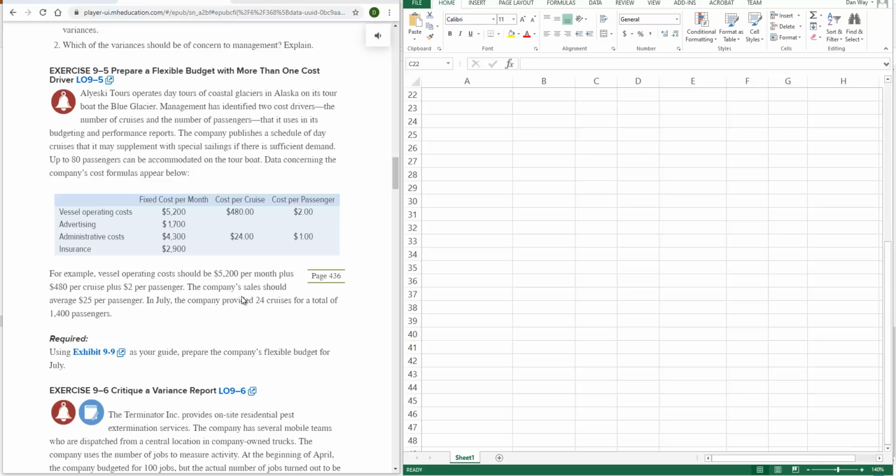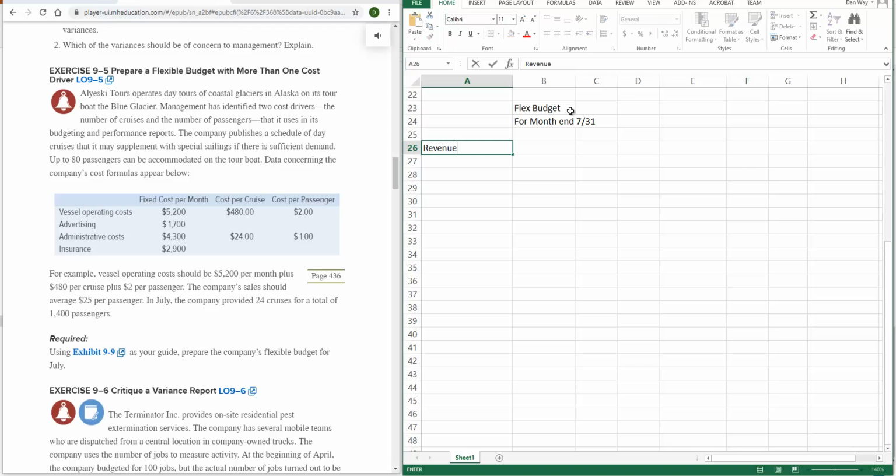It also tells us the company's sales should average $25 per passenger. And in July, they provided 24 cruises and a total of 1,400 passengers. So we're going to look at the flex budget again for this month end of July. So there's not a lot of difference between this and our single driver flex budgets. We just need to make sure we account for the multiple drivers wherever appropriate.